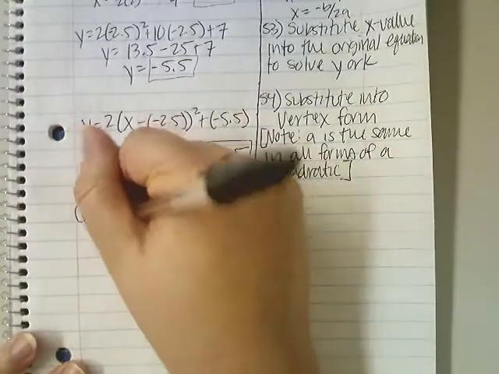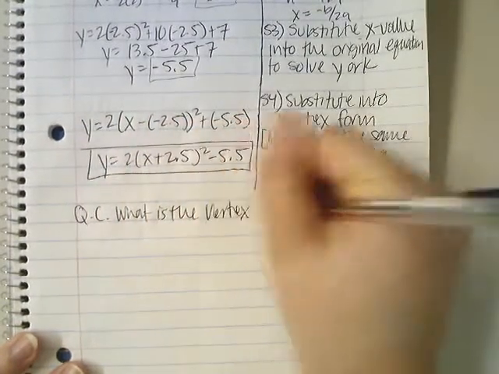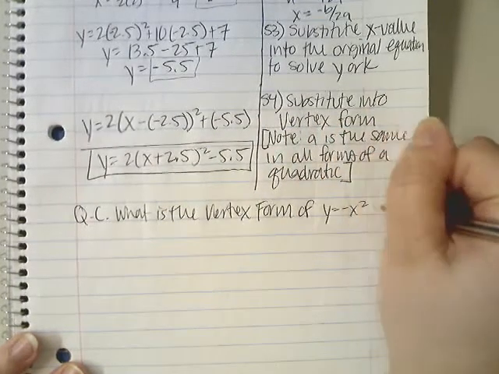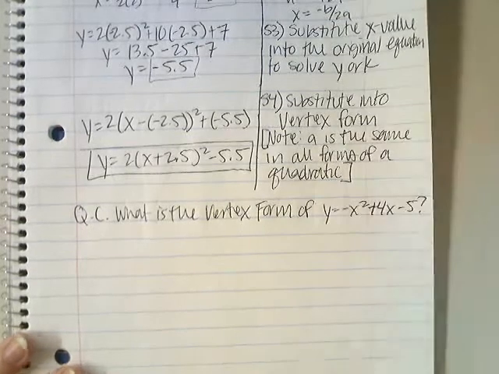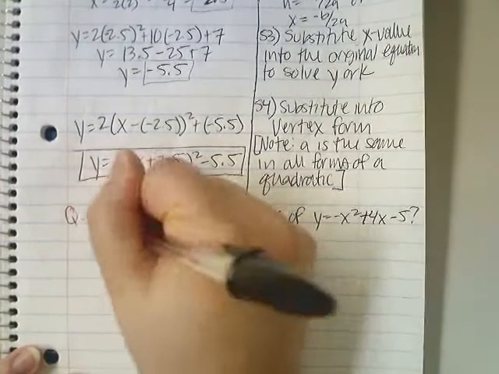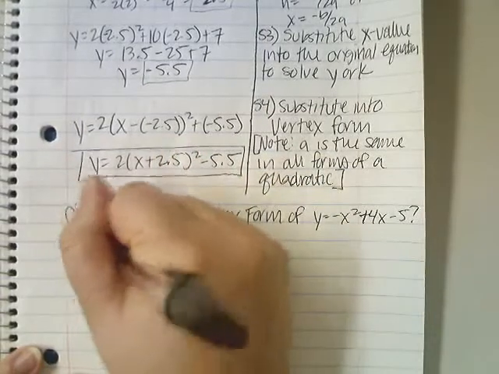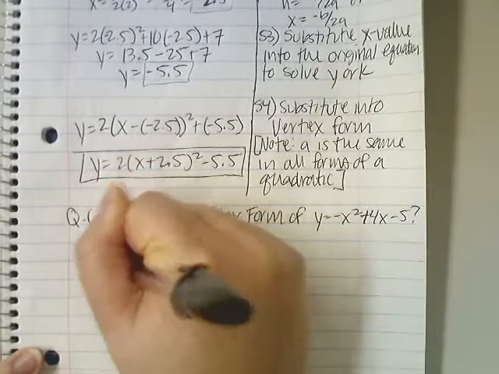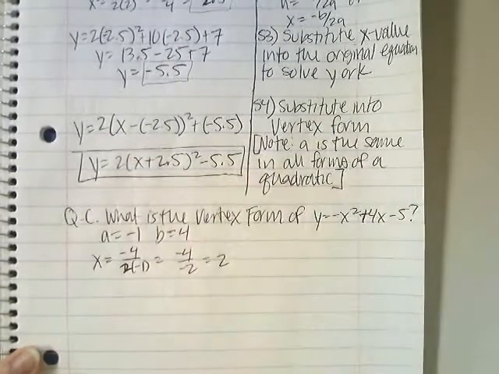So I want you to determine what is the vertex form of y equals negative x squared plus 4x minus 5. So try that one on your own really quickly. I'm going to go over it now. So I'm going to start, my a value I see is negative 1. My b value is 4. So I say x is equal to negative 4 over 2 times negative 1, so 2. If I simplify that, I get negative 4 over negative 2, which is just positive 2.